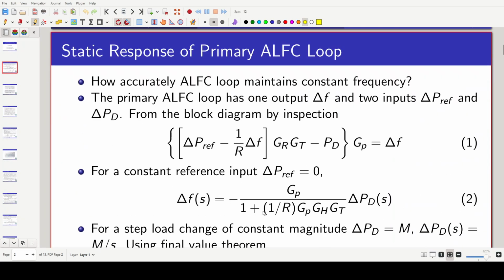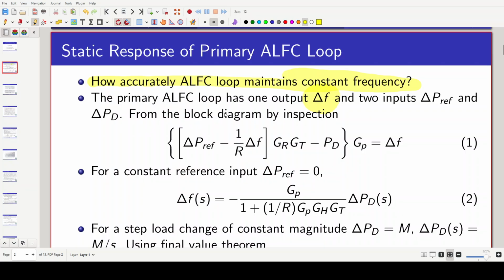So what is the meaning of static response of the ALFC loop? The static response of the ALFC loop means how eventually the governor reaches the desired frequency, which is 50 Hz. What is the desired frequency for the power system? So how accurately the ALFC loop maintains a constant frequency of 50 Hz, that is the static response. Now how it has been obtained is part of dynamic response, but we are not concerned about that. We are concerned about the eventual result, which is what is the change in frequency eventually, which should be 0. Delta F should be 0.